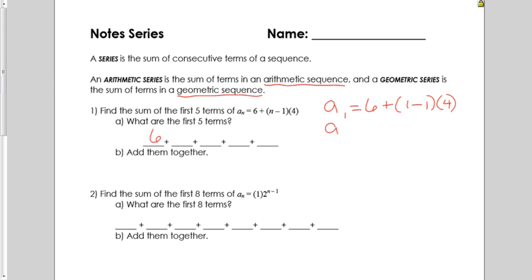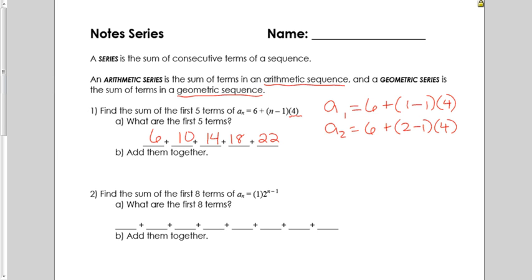I could then plug in 2 for n, and I'll get 10. If I continue, I plug in a 3, I get 14, plug in a 4, I get 18, and plug in a 5, I get 22. Hopefully we realize that's because the common difference is 4. So this was a sequence because I have commas between the terms. It's a series when, instead of commas between the terms, I have pluses.